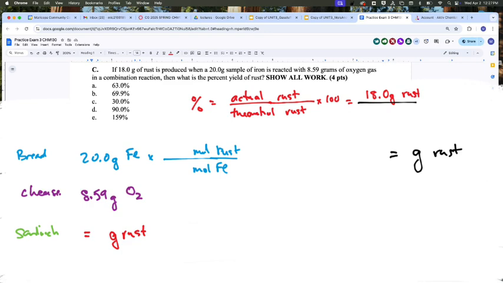Where do I find the conversion factor for a mole ratio? From a balanced chemical reaction, which means what do I need to write down? A balanced chemical reaction. So I take Fe and I react that with oxygen, because those are my reactants, and I make rust. And rust is... What's the formula for rust?